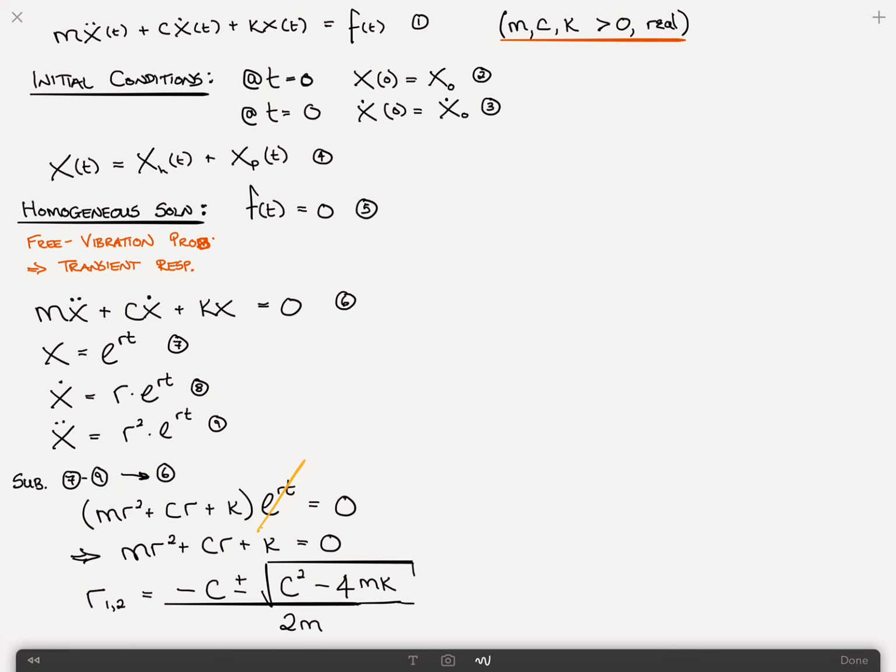Okay, so what have I done? I've taken the assumed solution, x equals e to the rt, and I've put that into equation 6 along with the derivatives, and we end up with something that we call the characteristic equation. And the solution to the characteristic equation gives you the roots, r1 and 2. They're two roots because it's a second order polynomial. It's a quadratic. And the roots 1 and 2 give you the solution that satisfies equation 7.